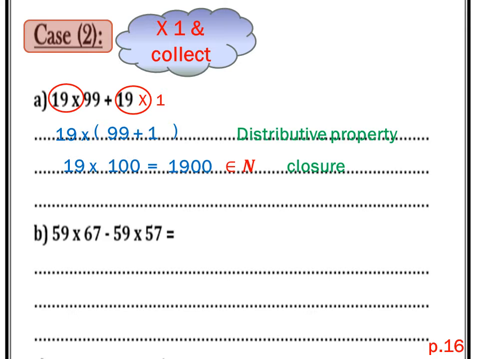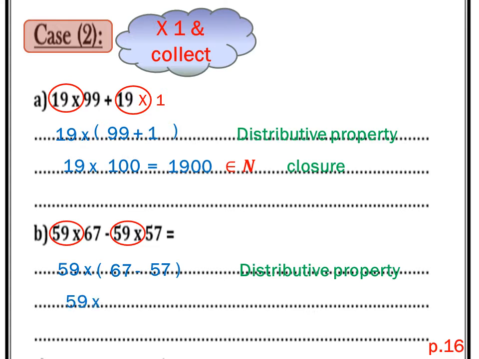And here in letter B, 59 times 67 minus 59 times 57. Here is the first case, or case 1. We are going to collect the repeated number and multiply, which is 59 multiply. So collect 59 multiply, and write it only one time. So we have here 59 multiply. Then do what? Open bracket, write the rest. We have 67 minus 57. Close the bracket. And now write the name of the property, which is distributive property.